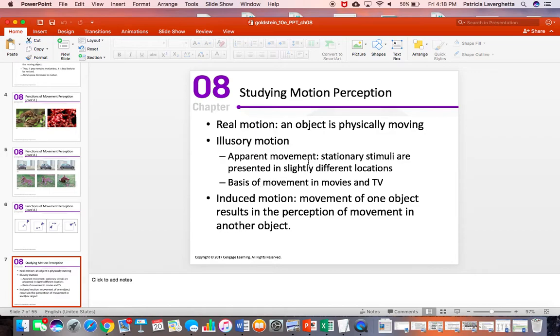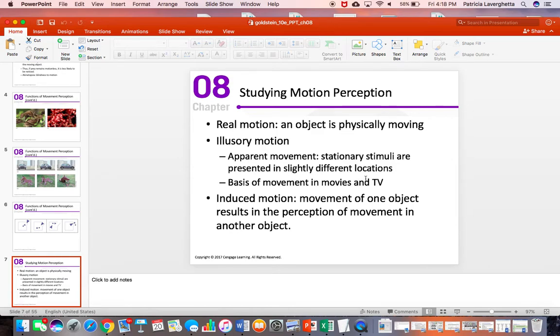Couple of things. Real motion versus illusory. Actual motion means that something in the universe around you is actually moving. Versus something illusory. Remember, illusory just means fake, or we sometimes call this apparent movement, where stationary stimuli are presented in slightly different locations.